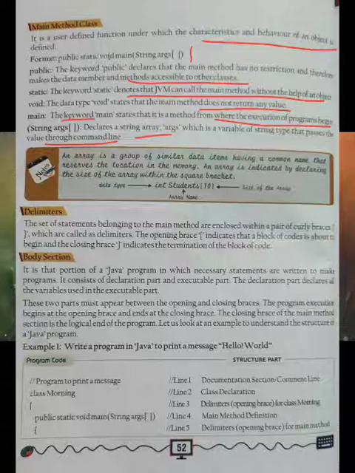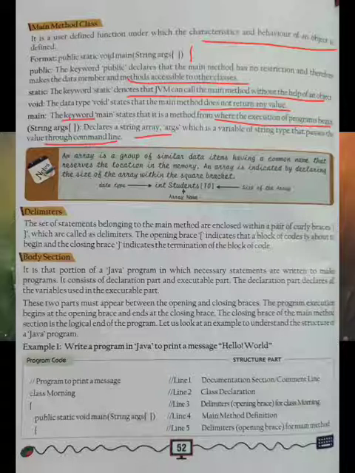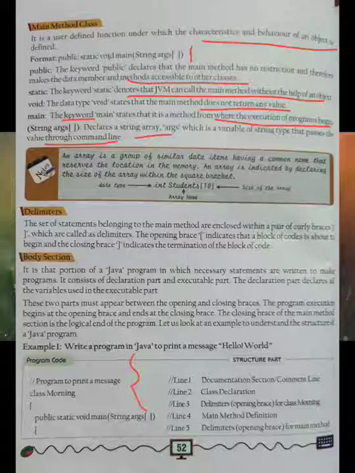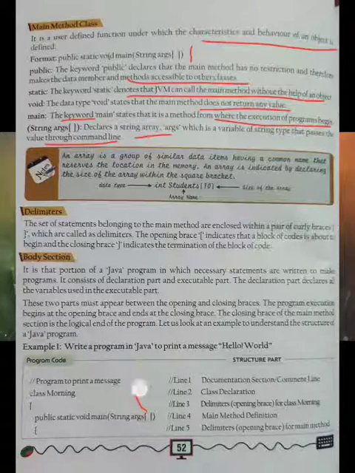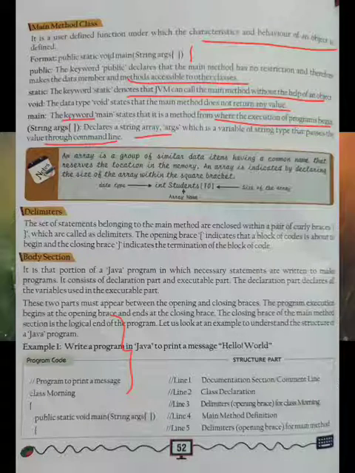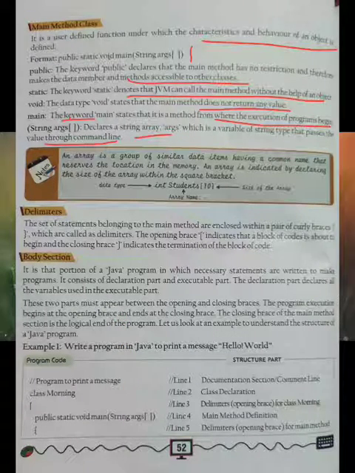So let's see what is written here. The set of statements belonging to the main method are enclosed within a pair of curly braces, which are called delimiters. The opening brace indicates that a block of code is about to begin. When we provide an opening brace, it means our block of program is going to begin, and the closing brace indicates the termination. Terminating means it is at the end. These are the delimiters.